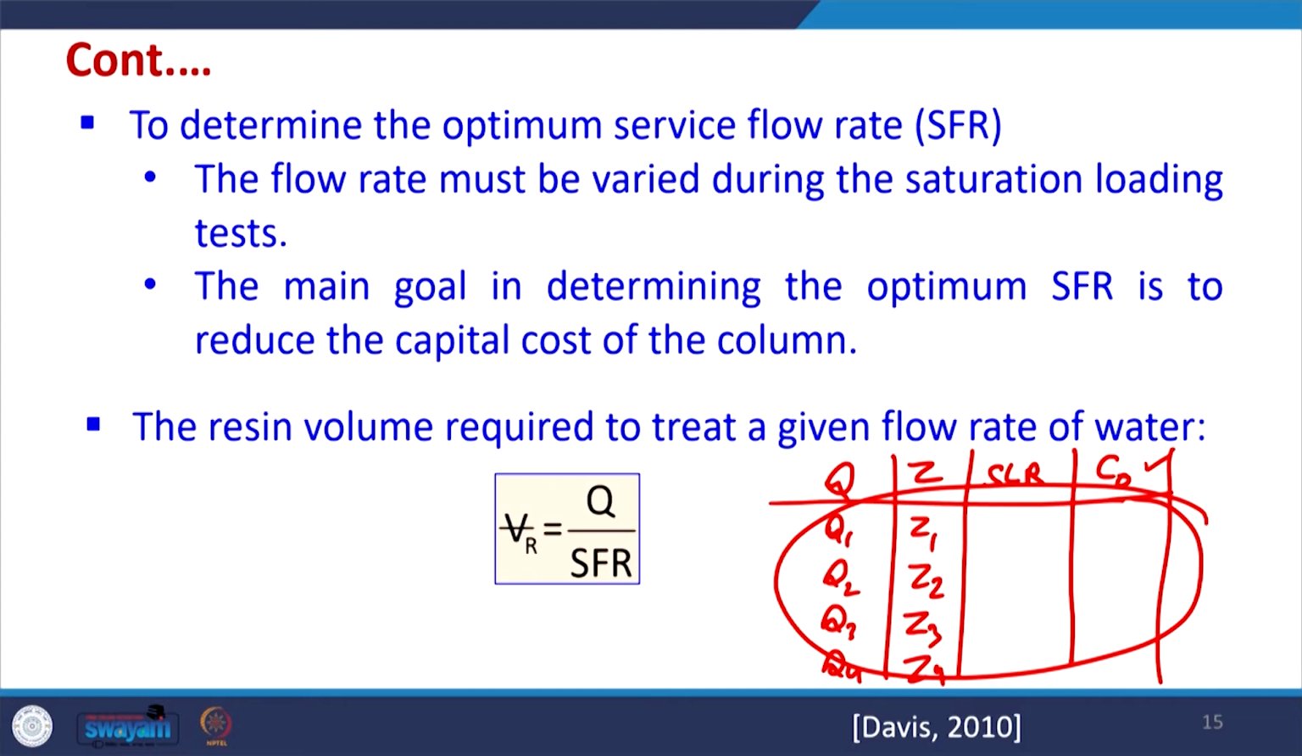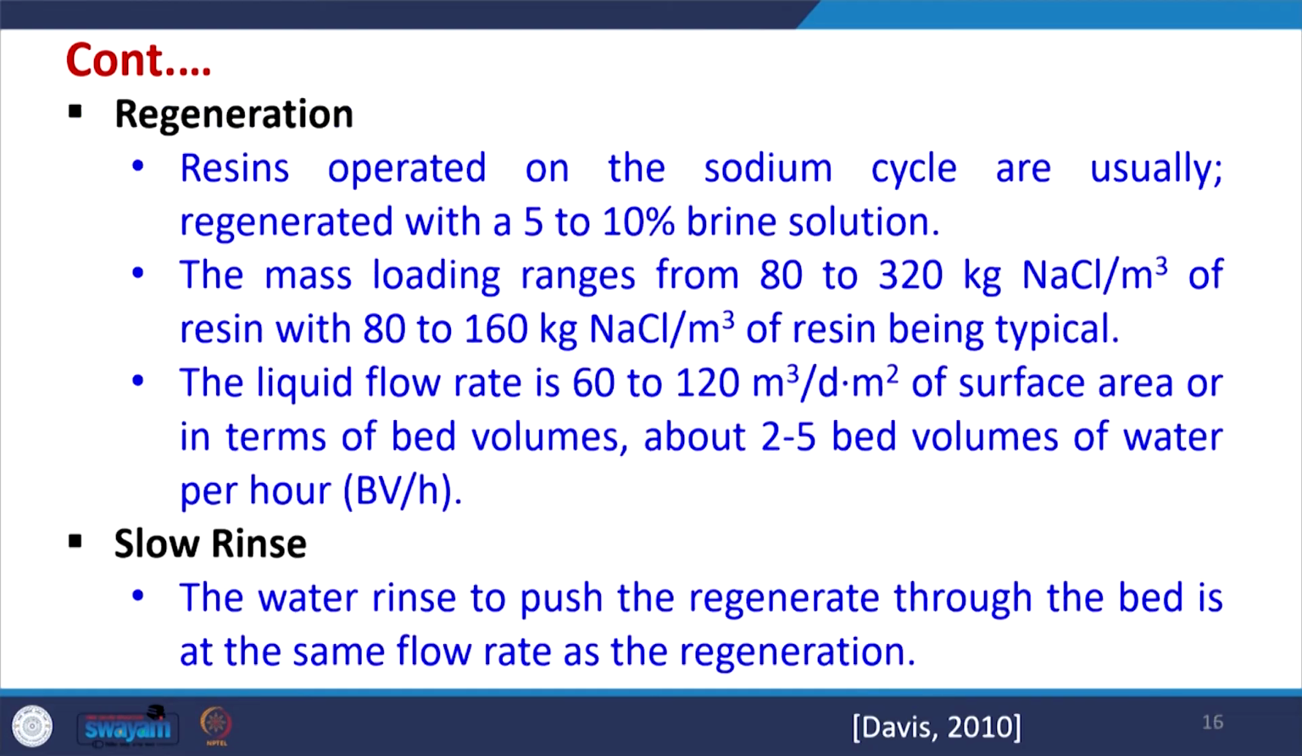The main goal is to determine the optimum service flow rate. This is very important, and it relates to the capacity of the bed also. For the resin volume which is required, if we have already found the optimum Q, it may be determined by Q divided by SFR, the optimum service flow rate, and Q is already there. This way we can find out the volume of the resin.